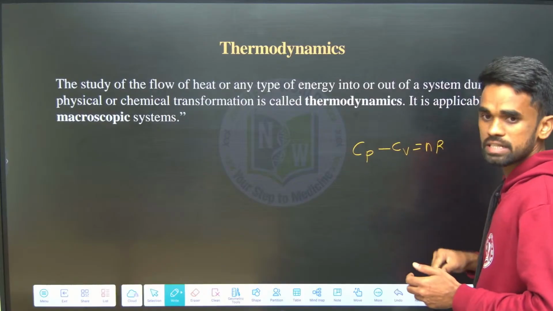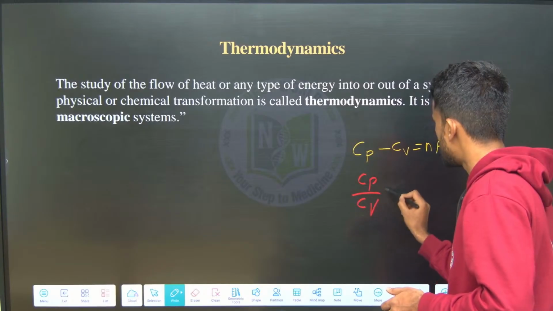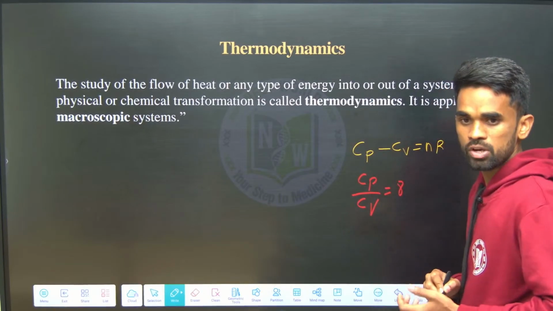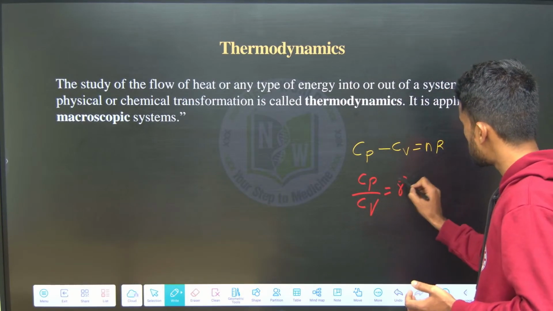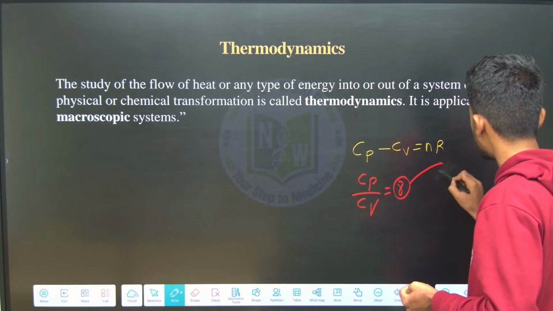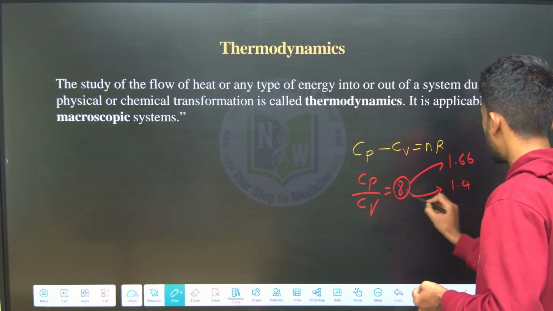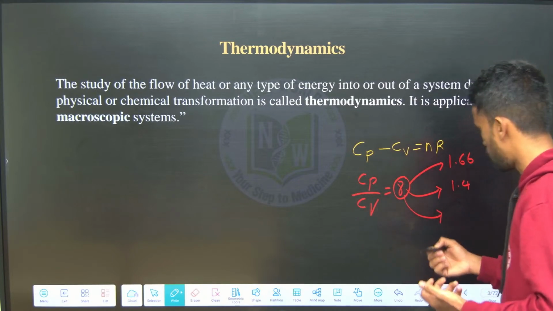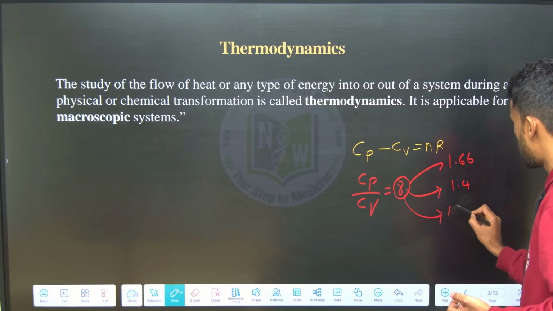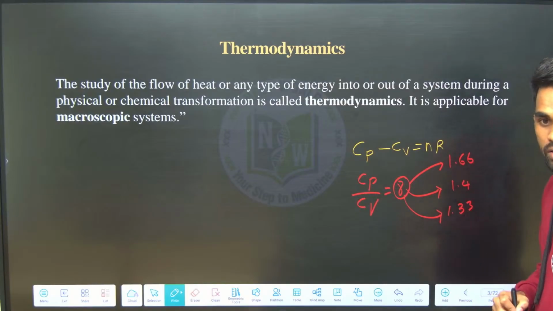So how did we get this relation? What about CP by CV? CP by CV we are saying is gamma, Poisson's ratio. So this Poisson's ratio value depends upon the type of gas. For monoatomic gas it will be 1.66, for diatomic gas it will be 1.4, and for polyatomic, triatomic like that, it will be 1.33. It depends upon the type of gas we are using here.